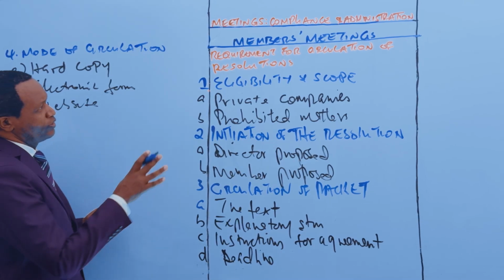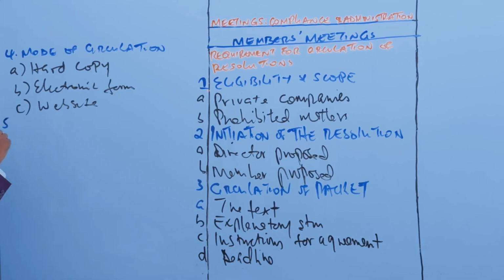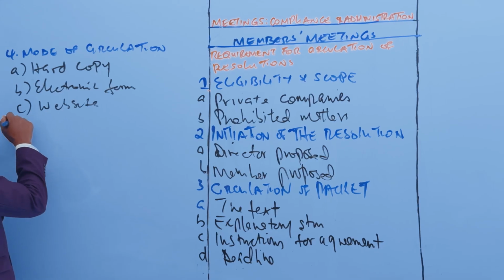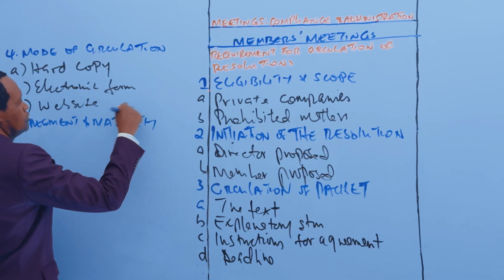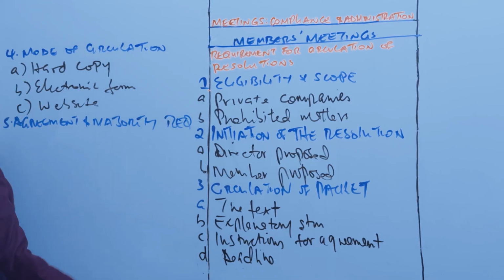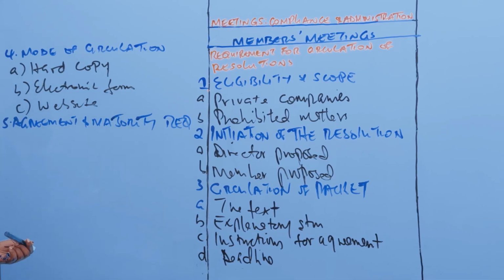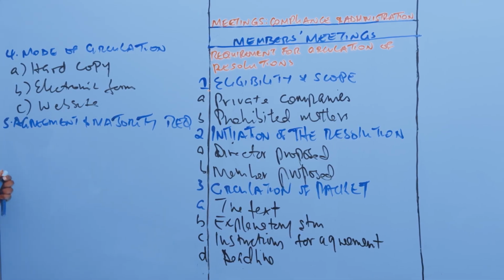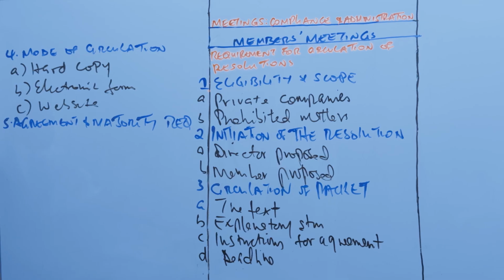Candidates, we are discussing requirements for circulation of resolutions. Number 5 is agreement and majority requirements. A member here signifies agreement by sending the company an authenticated document, which could be physical or a digital signature.